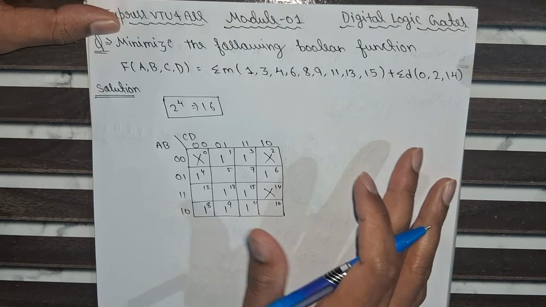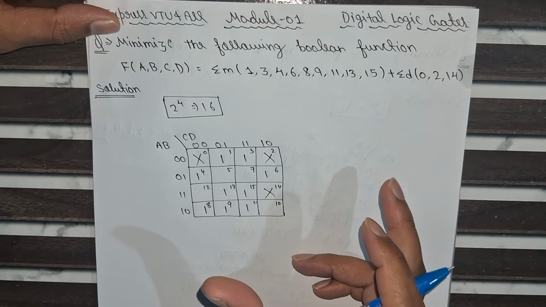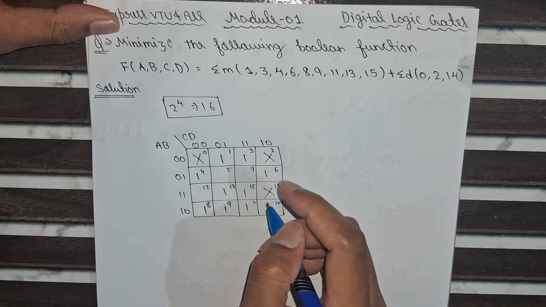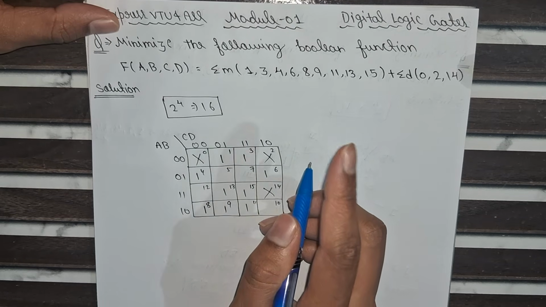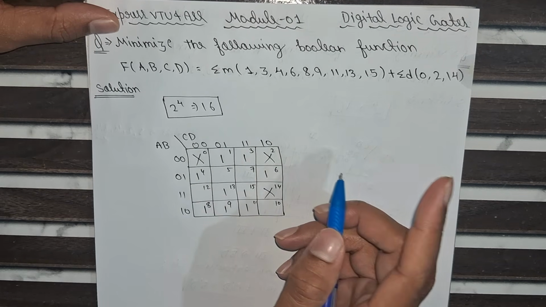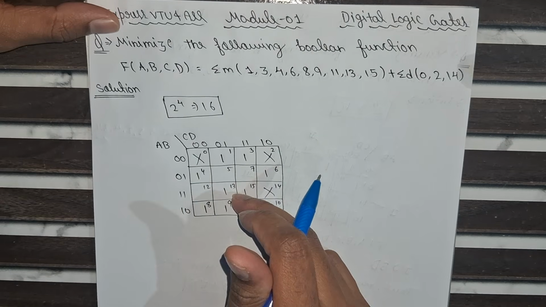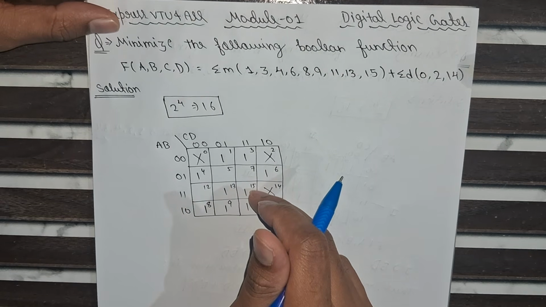So now we have to make the groups. Our step 1 is completed. Now we have to make the possible number of groups. We can make groups of 16, 8, 4, 2 or 1. Firstly we will see for 16. 16 is not possible. For 8 it is also not possible, but for 4 it is possible.